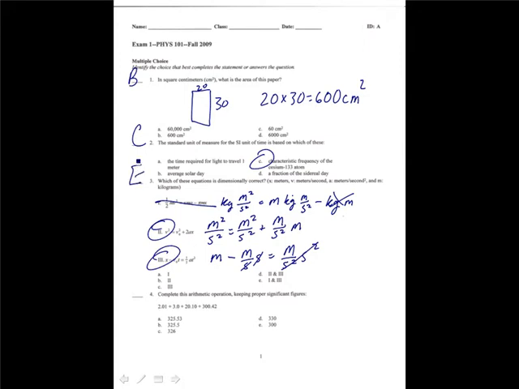Complete this arithmetic operation keeping proper sig figs. Remember, when you're adding numbers, you keep the lowest number of decimal places. When you're multiplying or dividing numbers, you keep the lowest number of sig figs. Well, here the lowest number of decimal places is just 1 decimal place, so that means that the answer is 325.5, keeping 1 decimal place, and that is B.